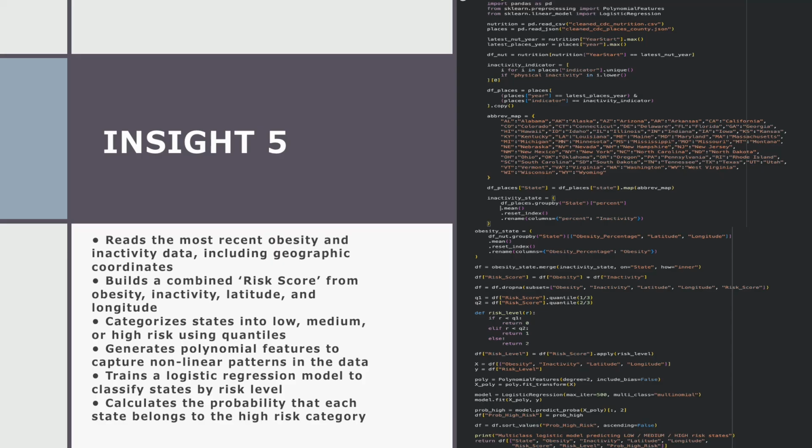Insight 5 brings together everything from our previous data sets and adds location data. We used obesity, inactivity, and the geolocation with latitude and longitude to create a combined risk score. We then used the risk score to divide the states into 3 categories: the low, medium, and high risk. To capture more complex patterns, we generated polynomial features and created a logistic regression model to classify each state into one of the 3 categories. Finally, we calculated the probability that each state belongs in the high-risk category.